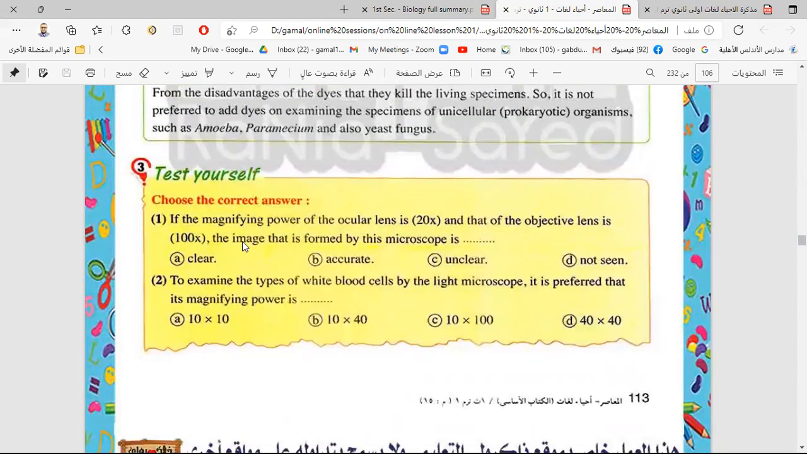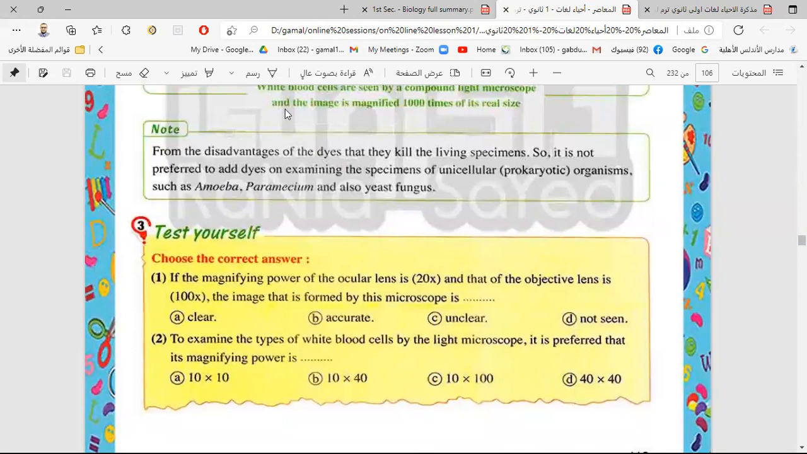test yourself. Before testing yourself, we can read this note. Yusuf, can you read this note? Okay. If the magnifying power of the ocular lens to... read the note first. I need to read the note first.